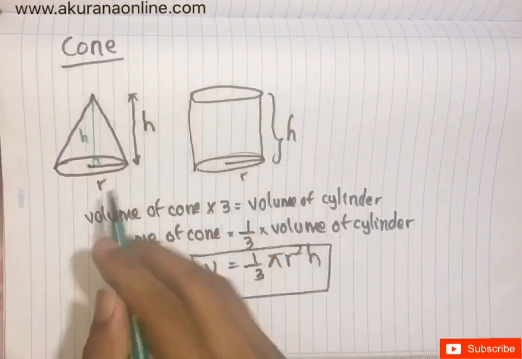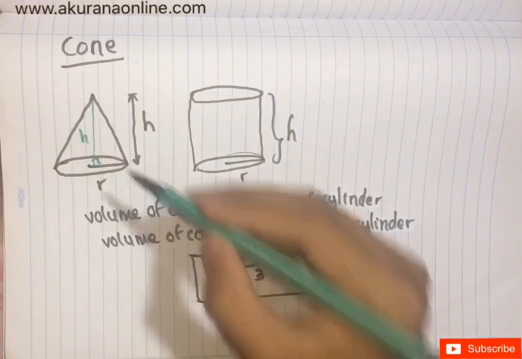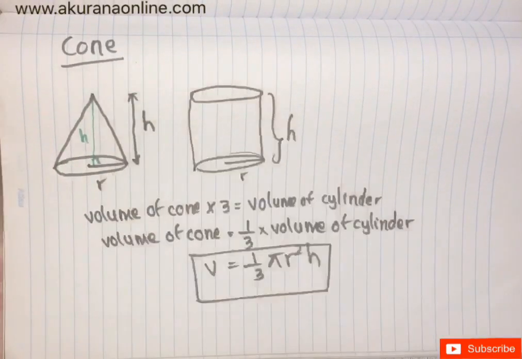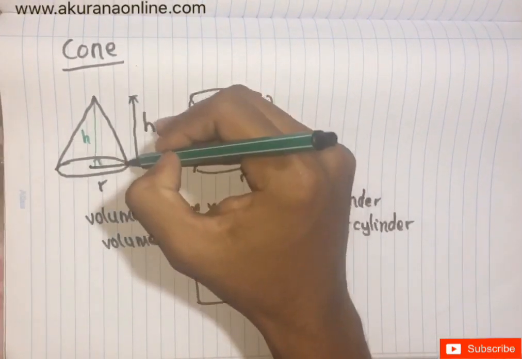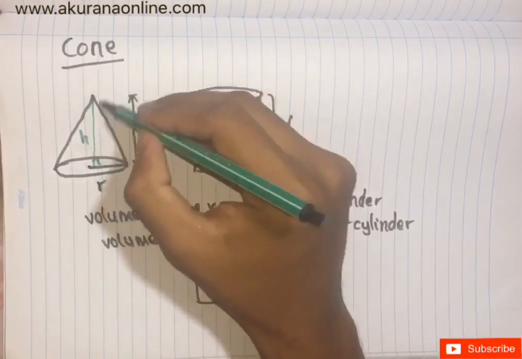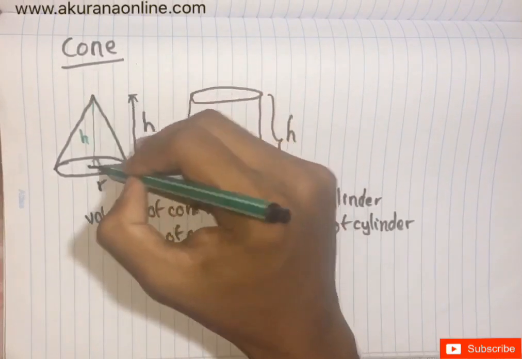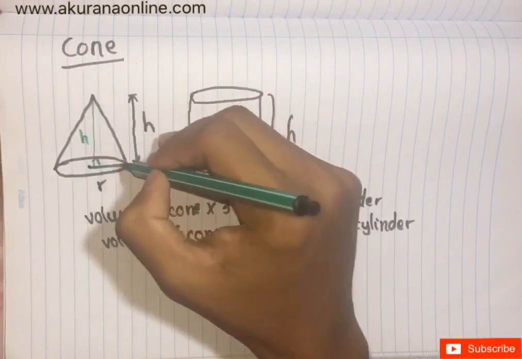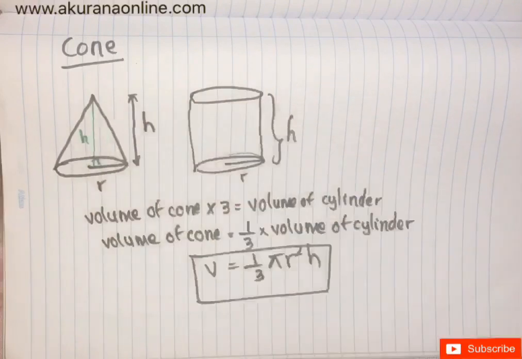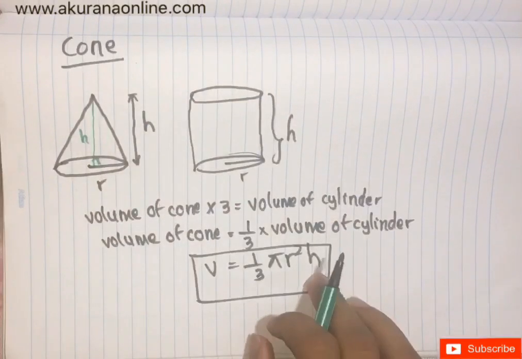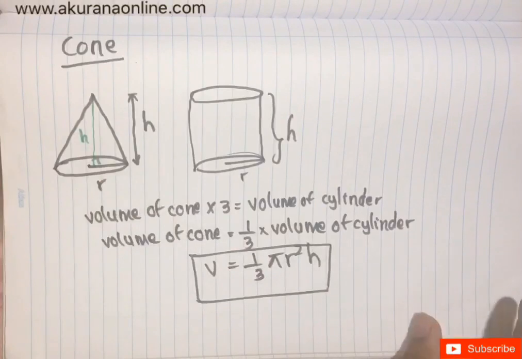This is the height. You know the radius. In some of the questions, maybe the slant height would have been given. Then what you have to do? You have to use the Pythagoras theorem. Since this is a right triangle, you use the Pythagoras theorem and then find the total height of the solid cone. That is equal to h.